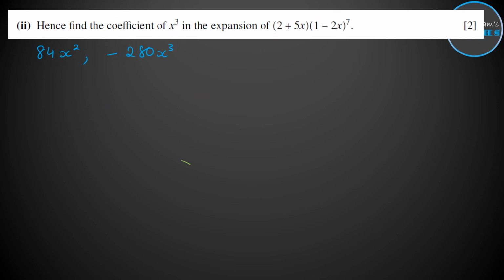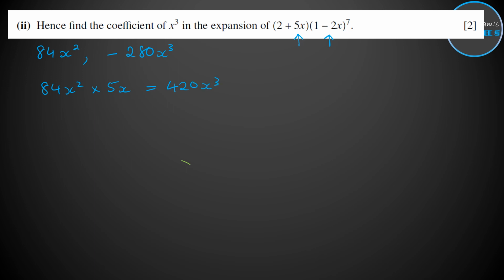So part 2 is looking for the coefficient of x cubed if we take that expansion that we just did in part 1 and multiply it by 2 plus 5x. So the pieces that we needed from the previous expansion are to do with the x squared and the x cubed part. Now, if we do 84x squared multiplied by 5x from this bracket, that will give us x cubed. And that comes to 420x cubed.